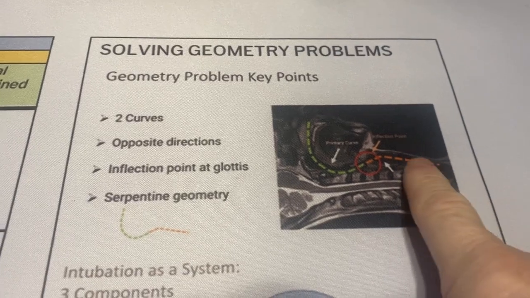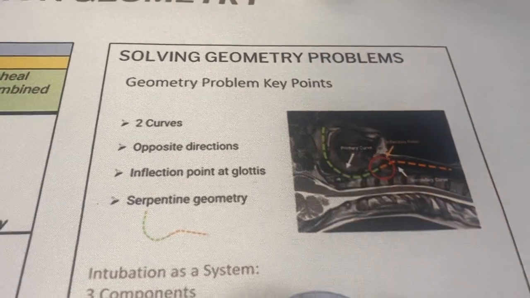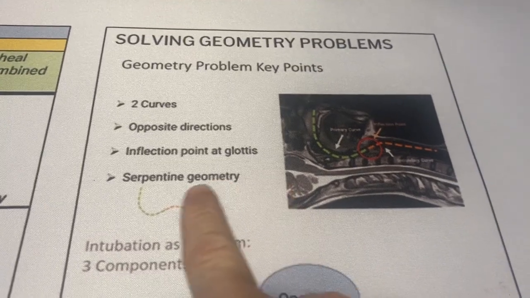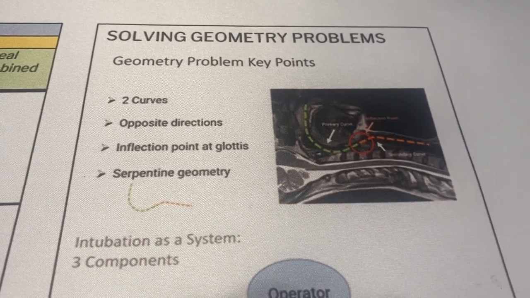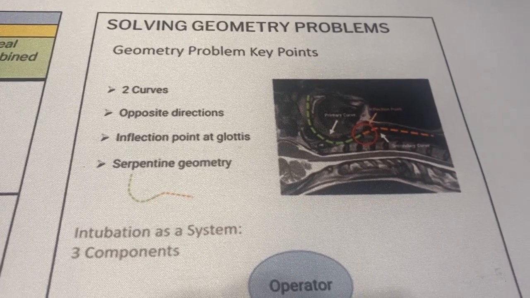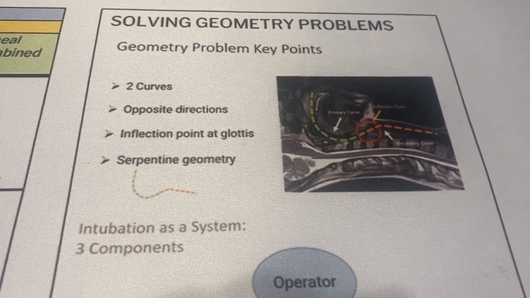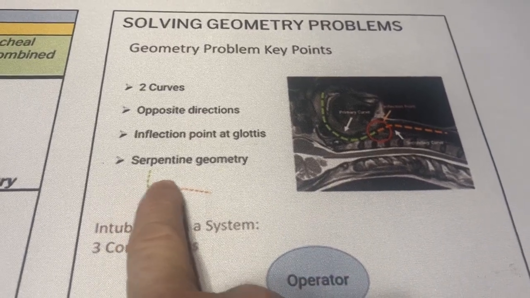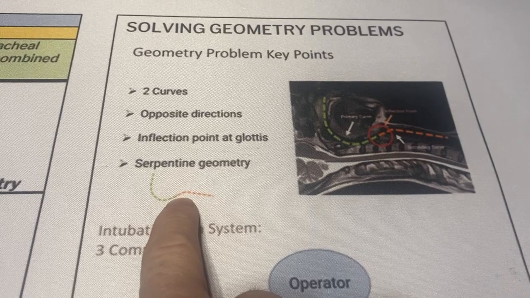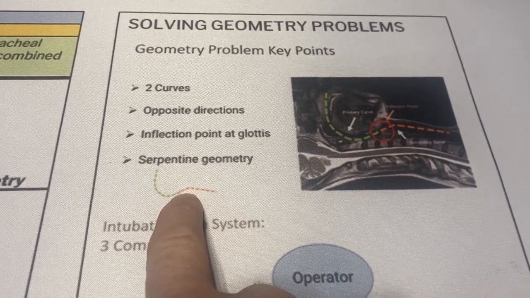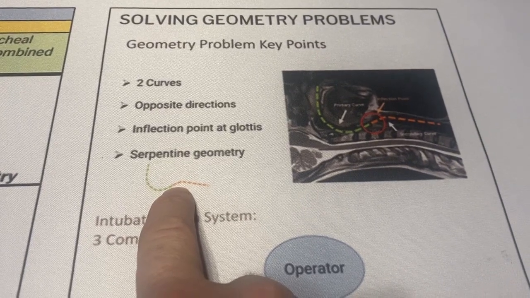This is the geometry of the normal human airway. It's serpentine in nature. This icon is serpentine. And the key points of the geometry problem is there's two curves. Those curves are in opposite directions. It's the primary curve and the secondary curve, and the inflection point or the direction changes at the vocal cords. And the key understanding is this is serpentine geometry.